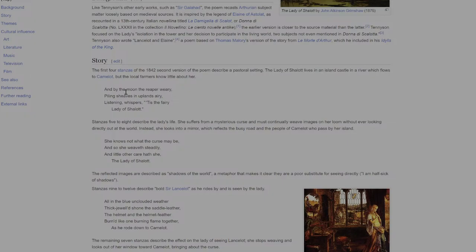And by the moon, the reaper weary, plying sheaves in uplands airy, listening whispers, 'tis the fairy, Lady of Shalott.